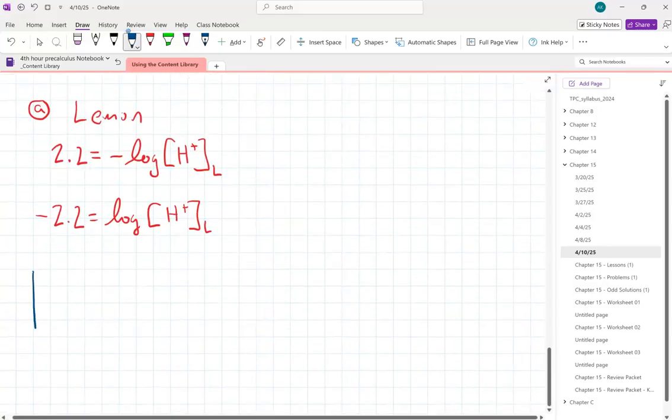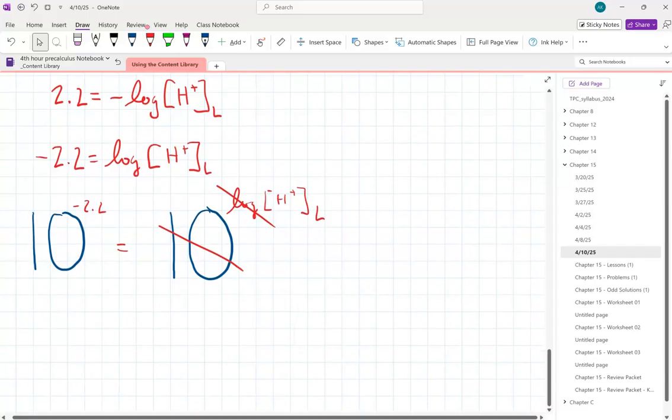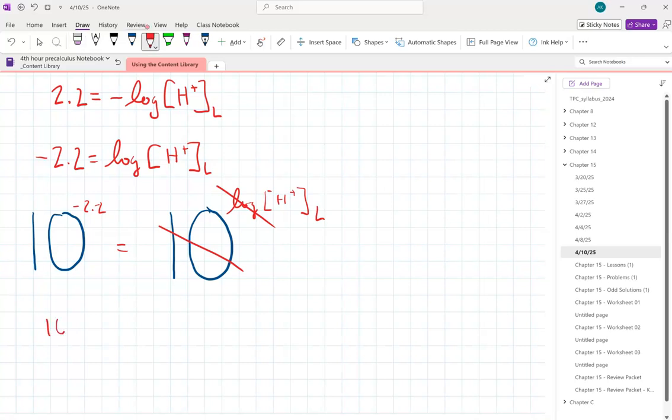Exponent base 10. There's my comically big 10s, everyone. So I'm left with 10 to the negative 2.2.